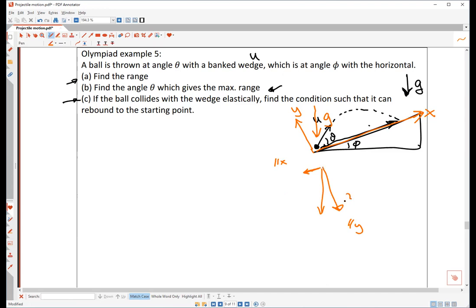So can you tell me what is the value of the ax and ay in terms of g, theta, and phi?